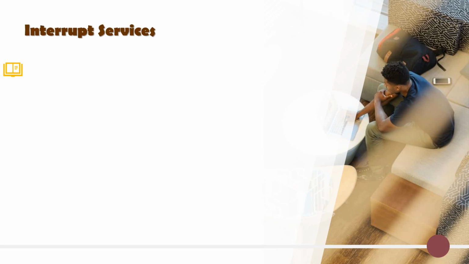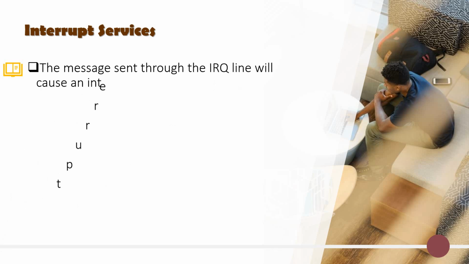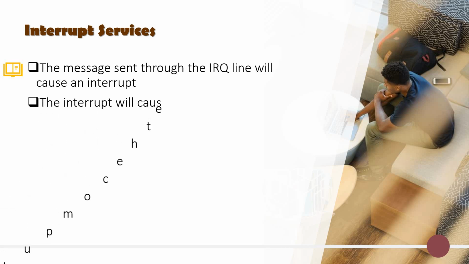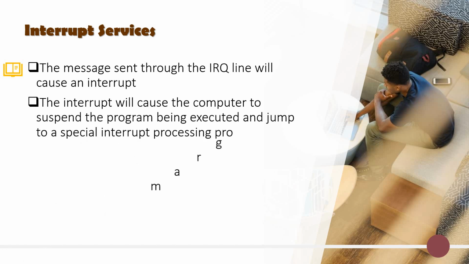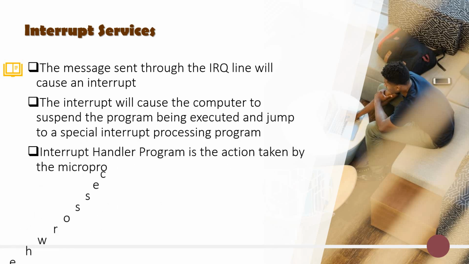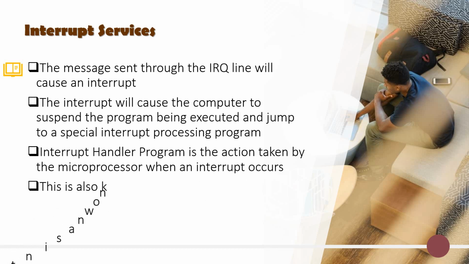Interrupt services. The message sent through the IRQ line will cause an interrupt. The interrupt will cause the computer to suspend the program being executed and jump to a special interrupt processing program. Interrupt handler program is the action taken by the microprocessor when an interrupt occurs. This is also known as interrupt routine.